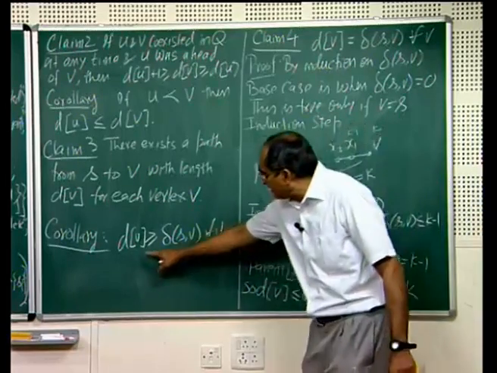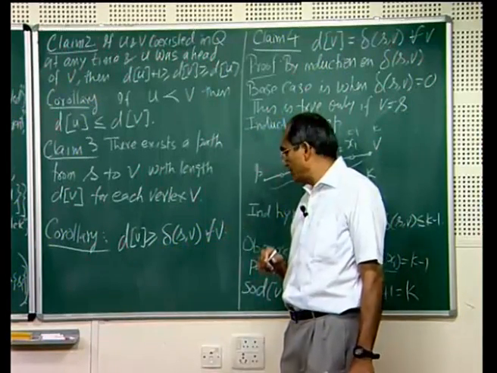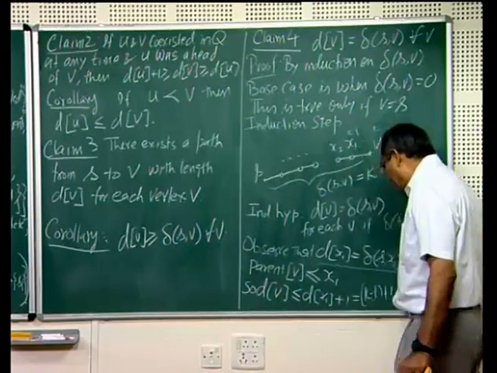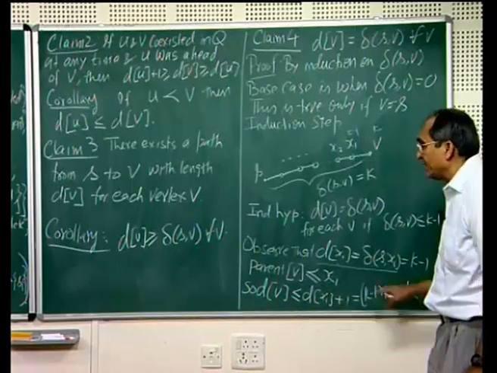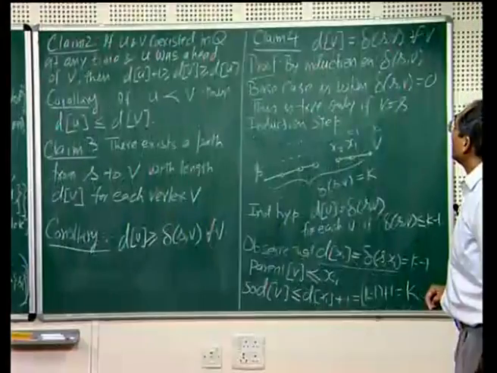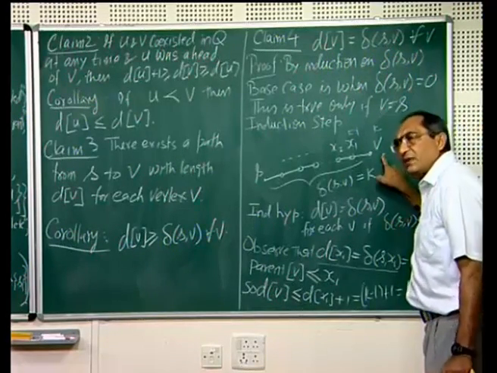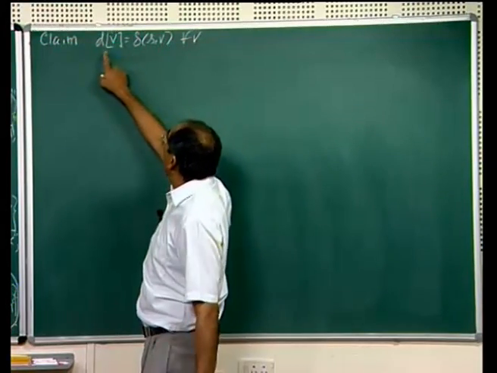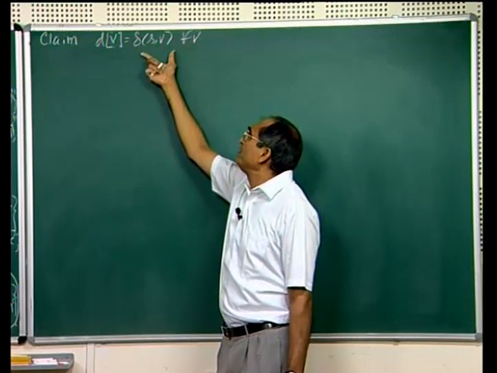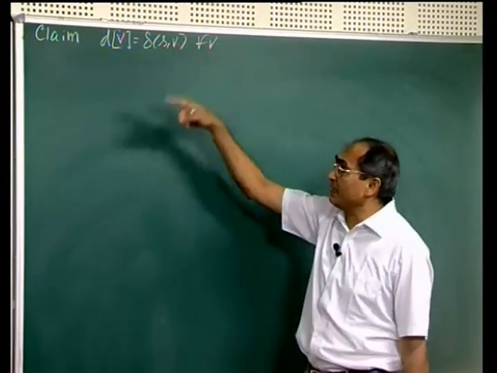But take a look at this claim. dV can never be less than delta of SV, and delta of SV is K. So, putting together, this is saying dV is less than or equal to K, this is saying dV is greater than or equal to K, hence dV is equal to K. So, we have proven that dV is equal to delta of SV for V as well. Okay, so, we just proved that dV is equal to delta SV, the shortest path length from S to V, which is also the distance of V from S for every vertex.